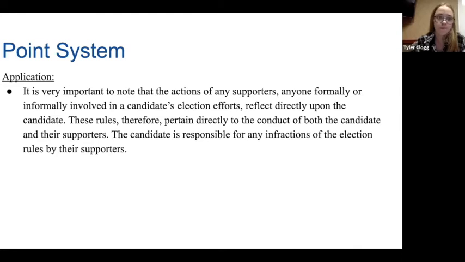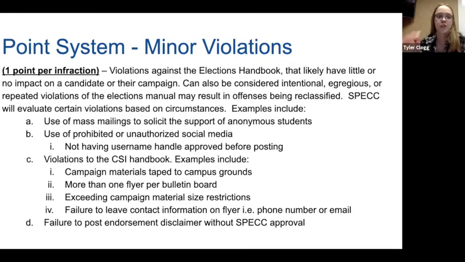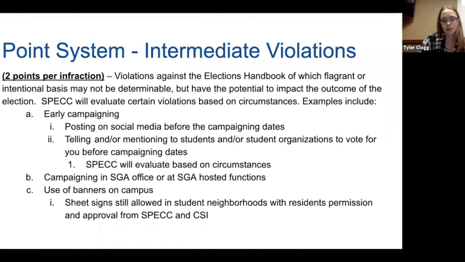So a minor infraction is just 1 point. So this is use of mass mailings to solicit the support of anonymous students, use of prohibited or unauthorized social media, violations to the CSI handbook, and failure to post endorsement disclaimer without SPEC approval. Intermediate violations would be early campaigning in the SGA office or at an SGA focused event, or using banners on campus.